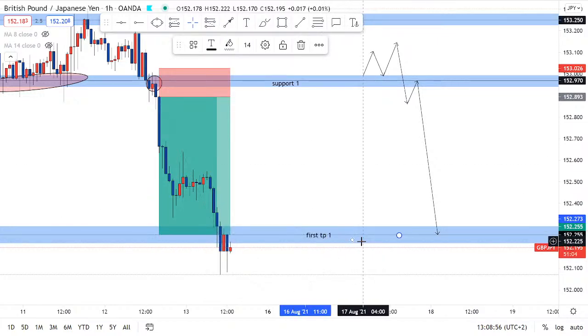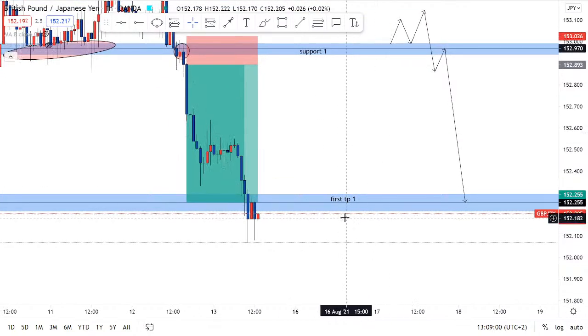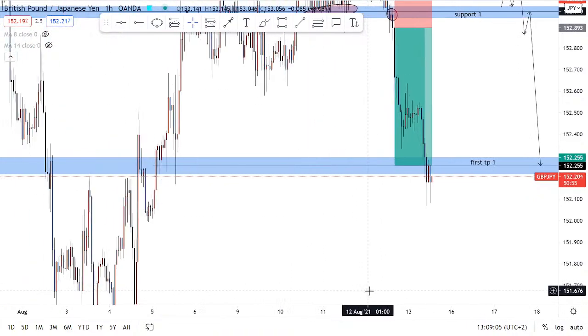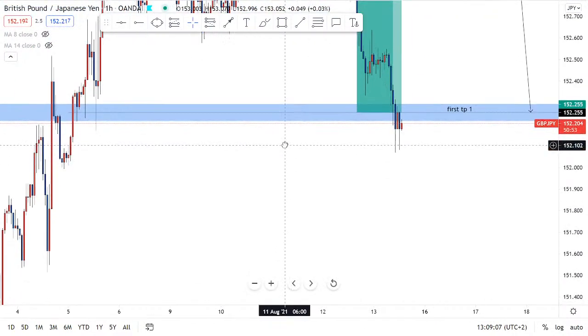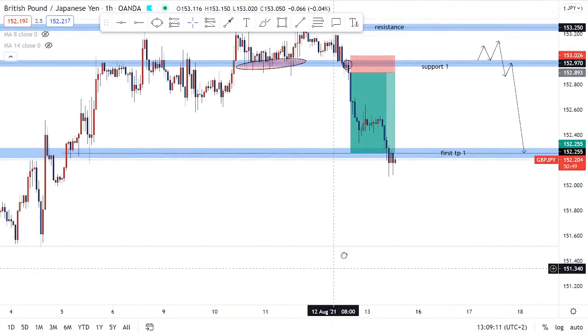This is our first TP. So the market came to our first TP. Now what we're looking for is more possible scenarios that can happen. As you can see, the market has been pushing to the downside.